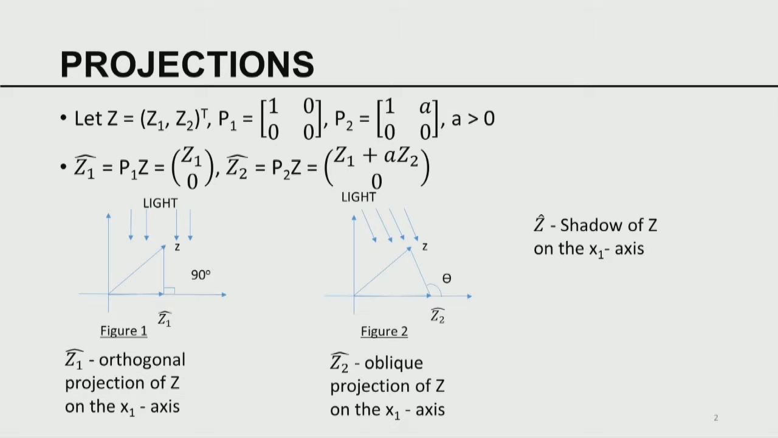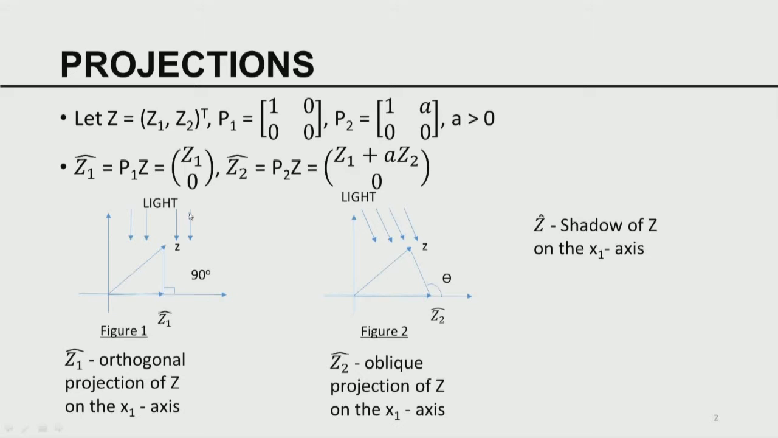This geometric view enables us to look at least squares from a very simple perspective of the notion of projections. So let us consider a vector z, with components z1, z2, in the two dimensional plane. This is the vector z.